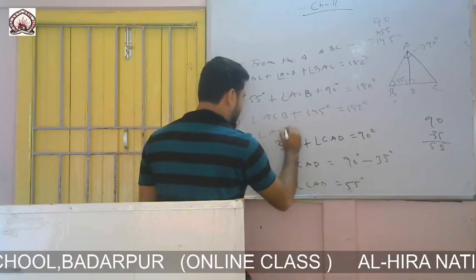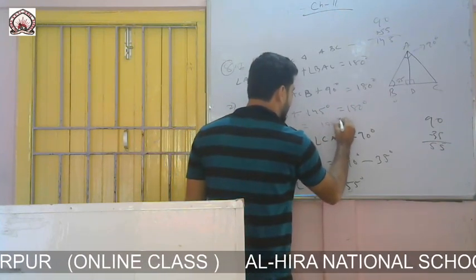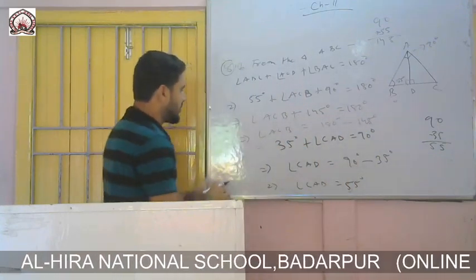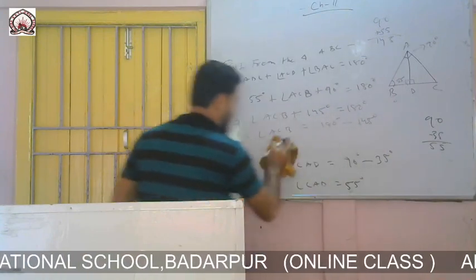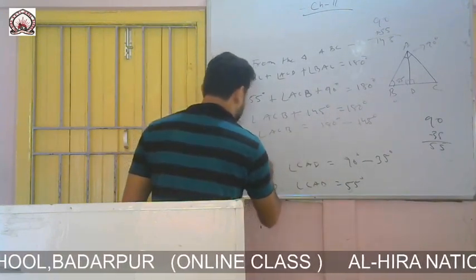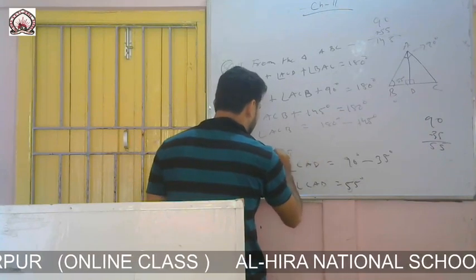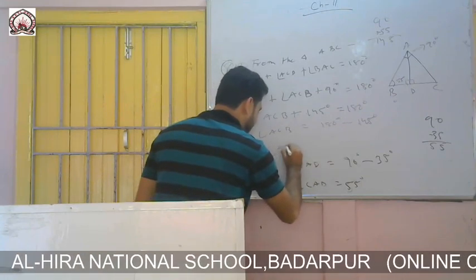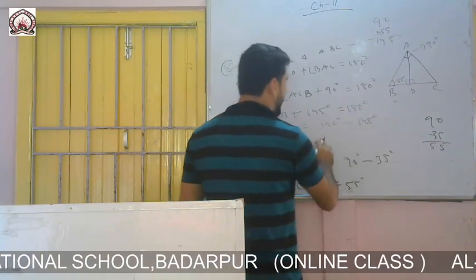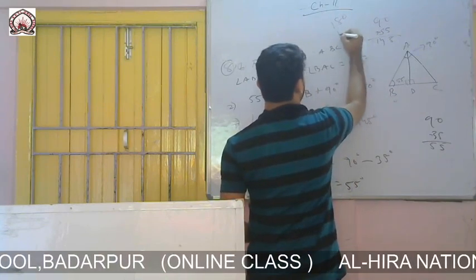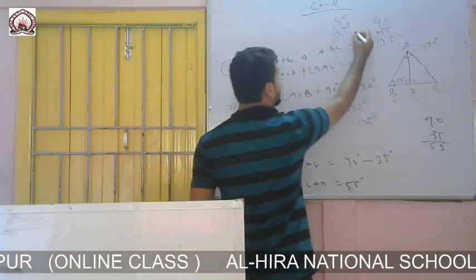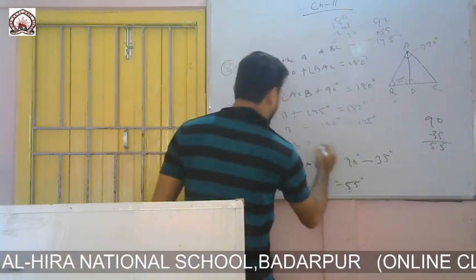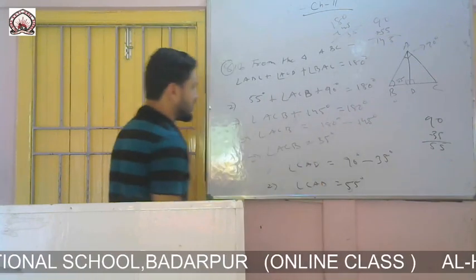Now we will subtract 145 from 180 degree, then we will get the answer. Angle ACB will be what? 180 degree minus 145 degree. If I subtract, then I will get 5. Here it is 7 minus 4, 3, and then I will get 35 degree.